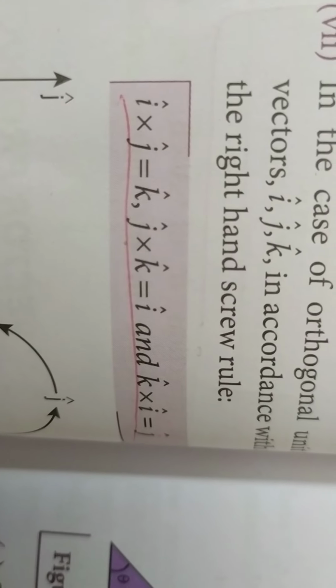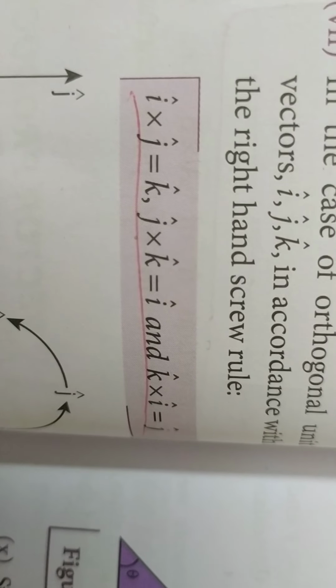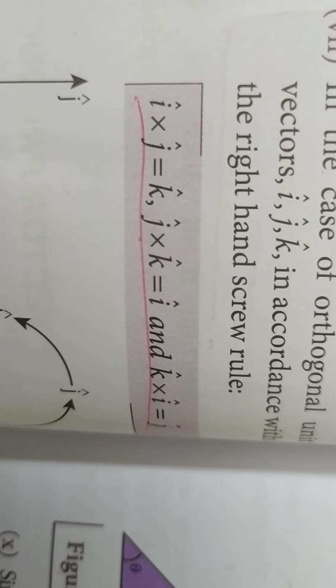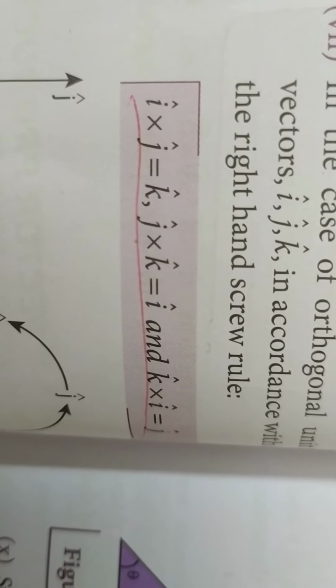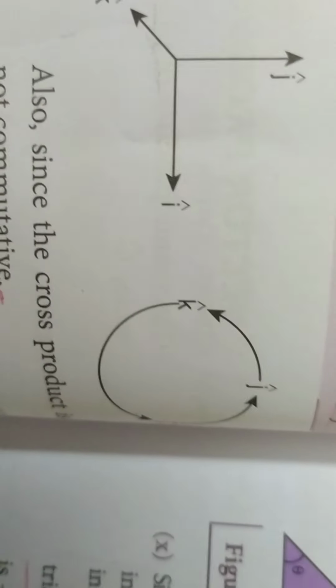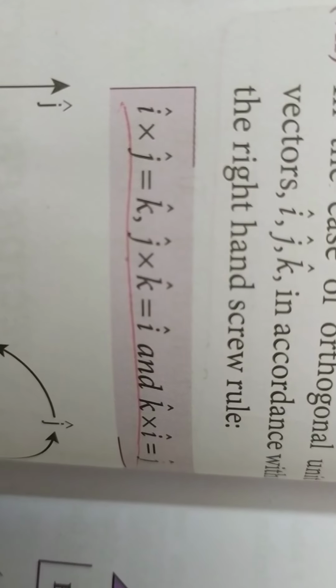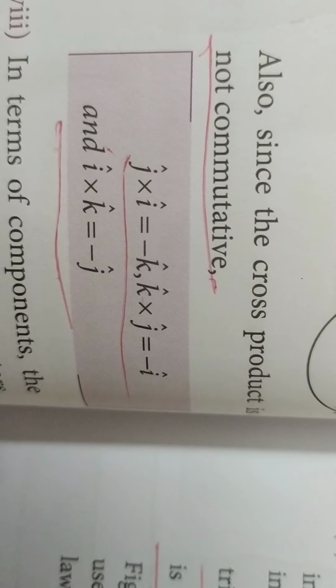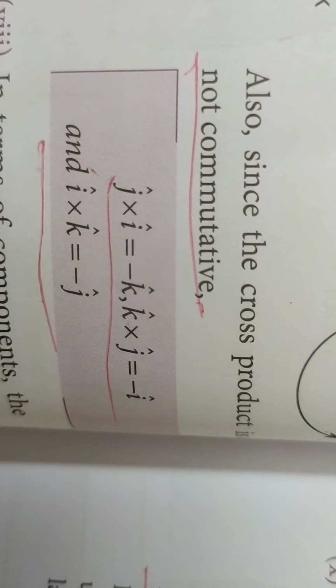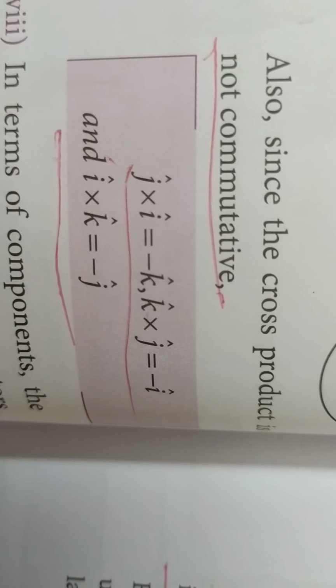But for orthogonal vectors, I cap cross J cap will give you K cap. In the circular path, you take J vector cross K vector is equal to I vector, and K cap cross I cap is equal to J cap. So you take it in the circular way as in this diagram. And when you take the opposite direction, that is, instead of I cap cross J cap, if you take J cap cross I cap, you will get minus K cap, because when the order is changed, it will take a negative sign.